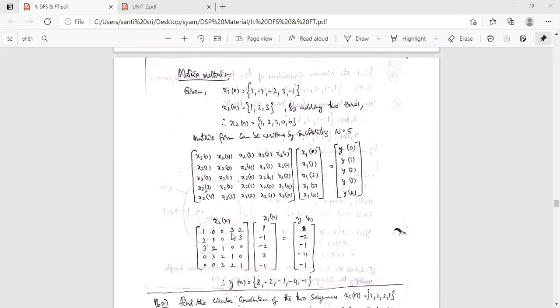Like this. Then we will do the multiplication of these two, so that we will get y of n as 8, minus 2, minus 1, minus 4, and minus 1. So this is another method of doing the circular convolution, that is the matrix method.